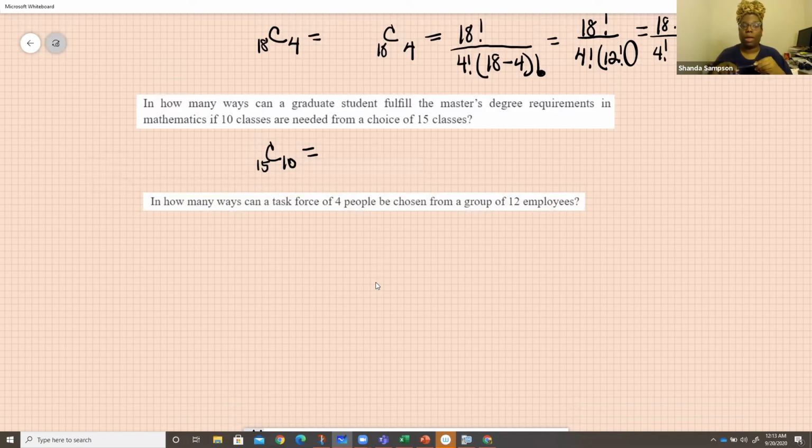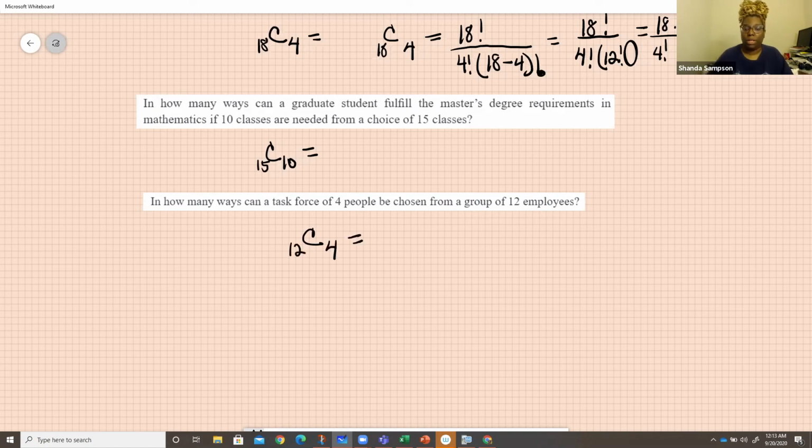Please get the answer to the last one, put it down in the comments, and I'll let you know if you're right. The next problem is, in how many ways can a task force of 4 people be chosen from a group of 12 employees? You're looking for a task force of 4 people chosen from a group of 12 employees. Do we have an order in which we need to worry about these? No, that's going to be another combination.